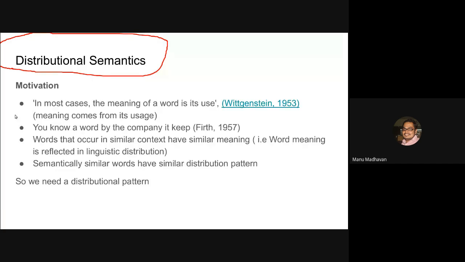Some of the motivational philosophy coming from the linguist side for the distributional semantic idea is that, in most cases, the meaning of the word is its use. How we are using it. If you read Shakespeare or some other great authors, you can see that they are using the word for different meanings. The actual meaning may be different, but at that particular point, the meaning will be different. So the meaning of the word comes from its usage. Okay, that is one philosophy.